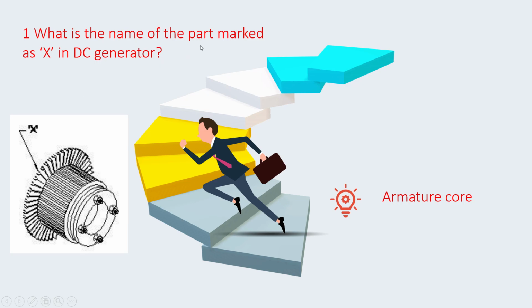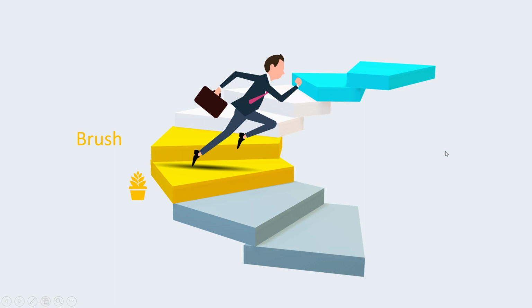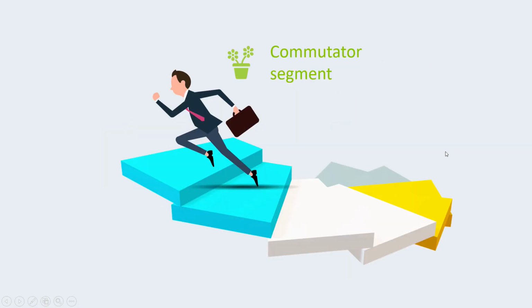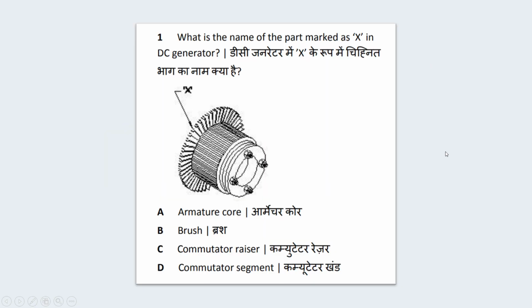What is the name of the part marked as X in a DC generator? This is the DC generator part. What is the name of this part? You have to tell the answer. Option A, armature core; brush; commutator riser; commutator segment. The answer is commutator riser.